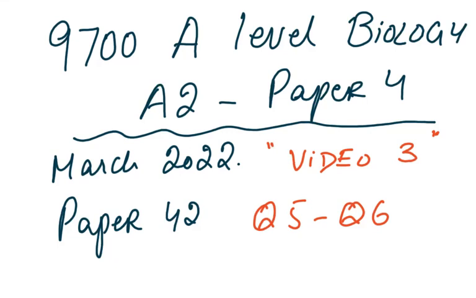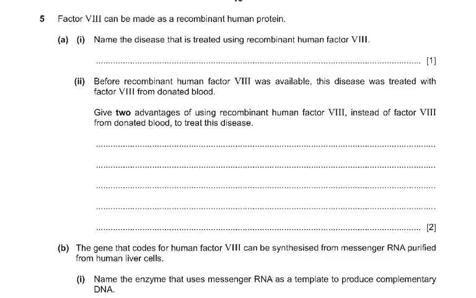Bismillahirrahmanirrahim. This is the third video on the March 2022 paper, and we're dealing with question 5 and 6 in this. In this video, we start with question number 5. Factor VIII can be made as a recombinant human protein. Name the disease that is treated using recombinant human factor VIII. Of course, you know that it is hemophilia.